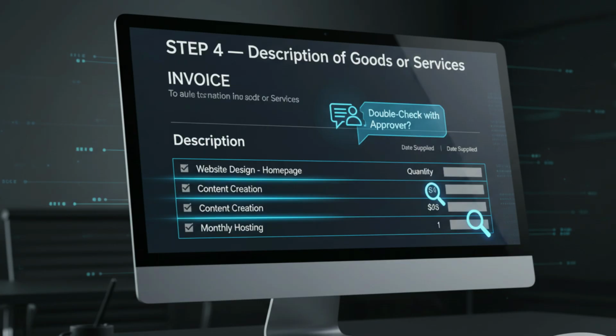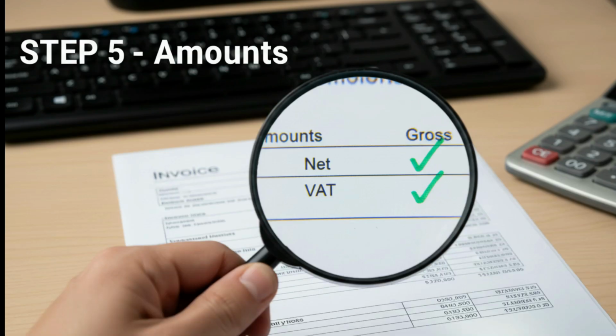Any vague or incomplete descriptions should be clarified before the invoice is processed. Step 5. Amounts. When reviewing the amounts on an invoice, begin by checking the net figure, which represents the base amount before tax. Confirm that the correct VAT has been applied, and ensure the gross total accurately reflects the net amount plus tax. All calculations should be checked carefully to verify that the sums and totals are correct.